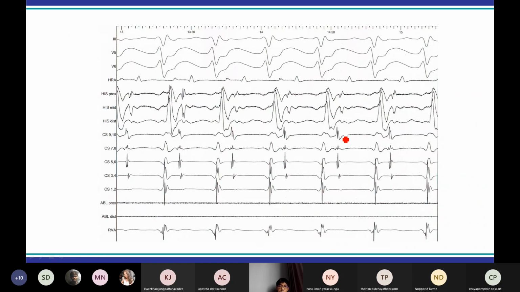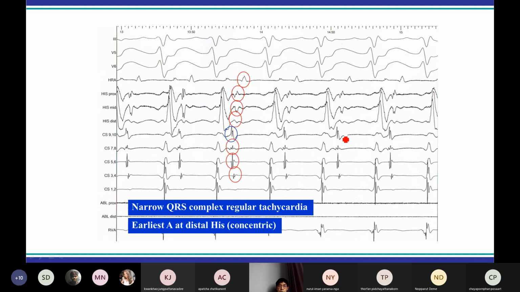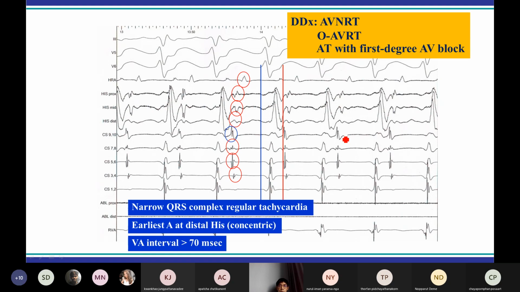And this one is also a narrow complex tachycardia, but it has concentric retrograde atrial activation. Like the last slide, the VA time is quite short, but it is still longer than 70 milliseconds. So the differential diagnosis could be typical AVNRT, orthodromic AVRT, or AT with first degree AV block.